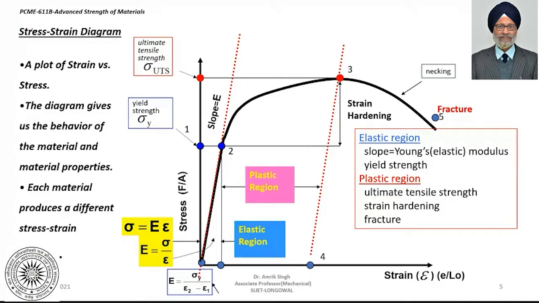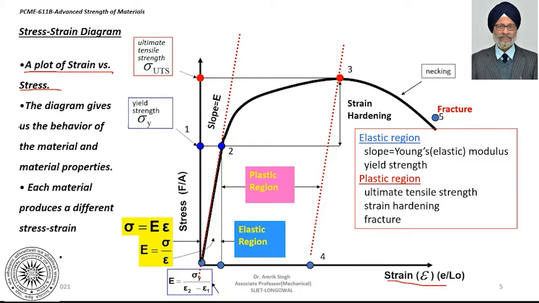So before starting the strain energy, what is a stress strain diagram? This is a typical stress strain diagram shown for a ductile material. It is a plot of the strain versus stress, with strain on this side and stress on this side. Strain is the ratio of the extension upon the original length, and stress is the ratio of the perpendicular force to the area which is perpendicular to the line of action of the force.